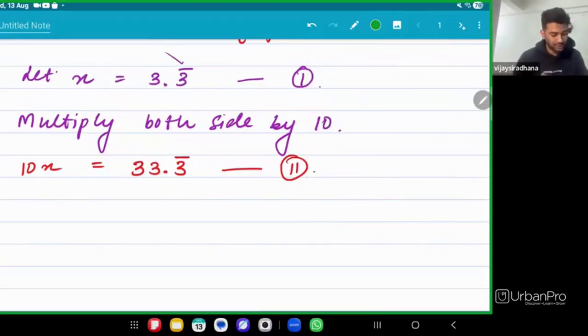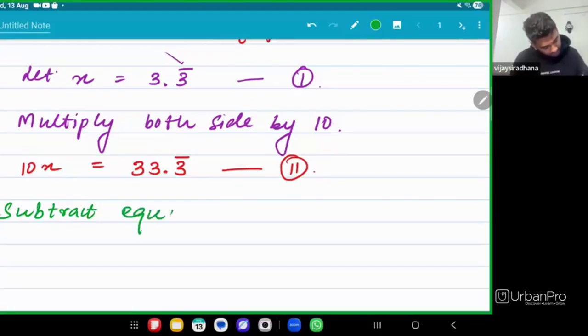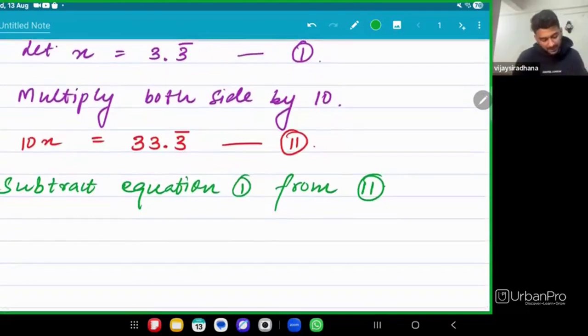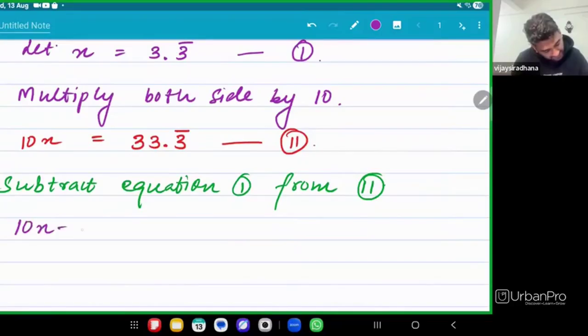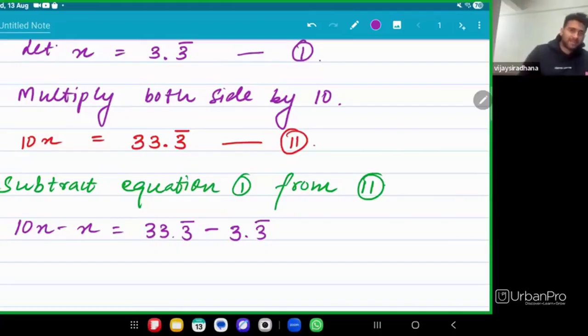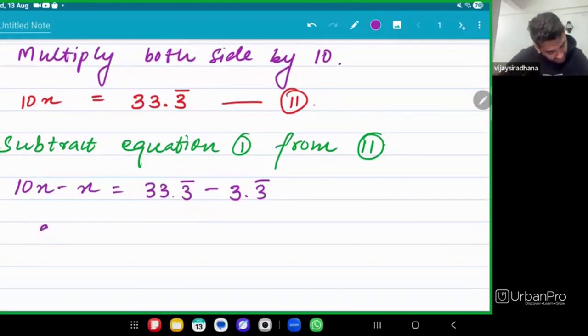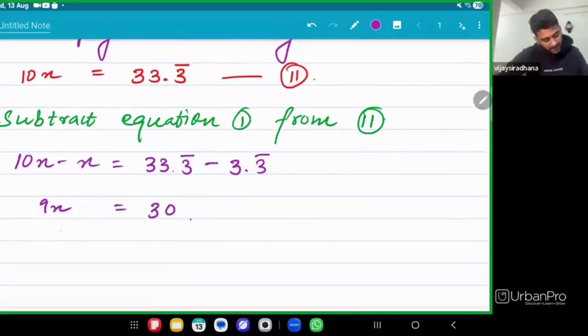Now the next thing you should do is subtract equation 1 from equation 2. If we subtract equation 1 from equation 2, we get 10x minus x is equal to 33.3 bar minus 3.3 bar. So 10x minus x will be 9x, and 33.3 bar minus 3.3 bar will be 30, right? So x is equal to 30 by 9.